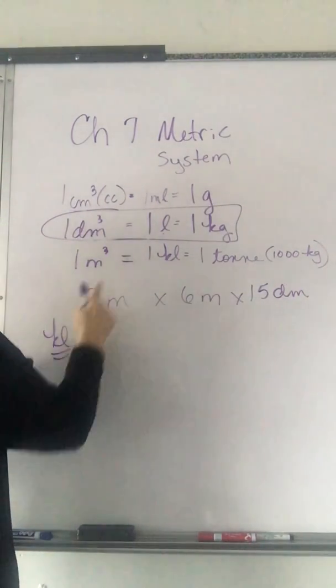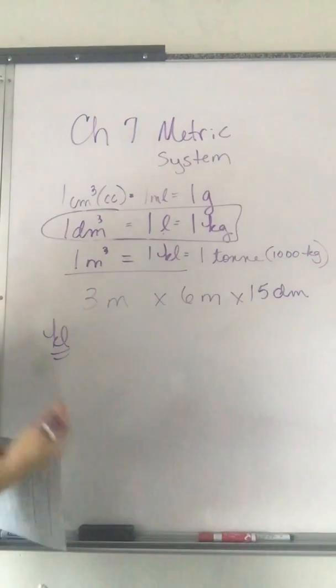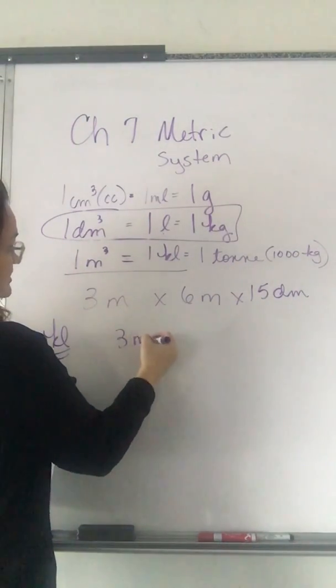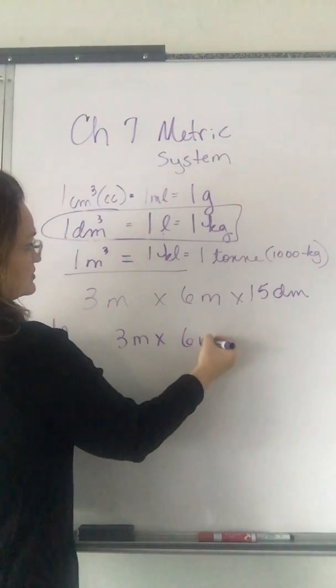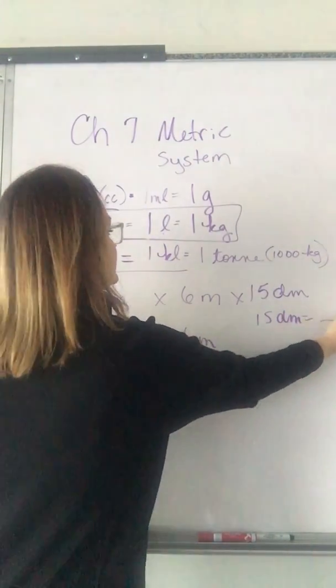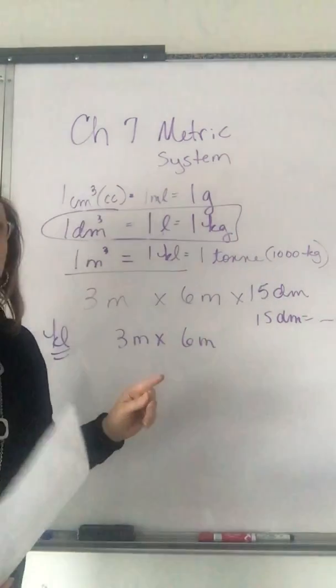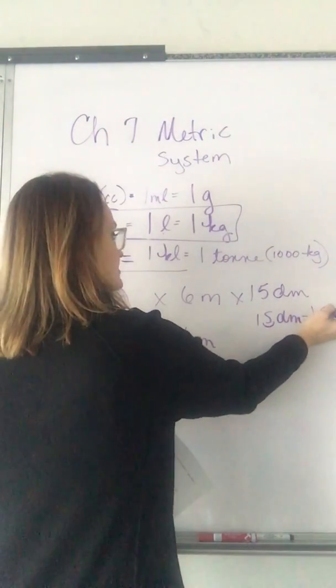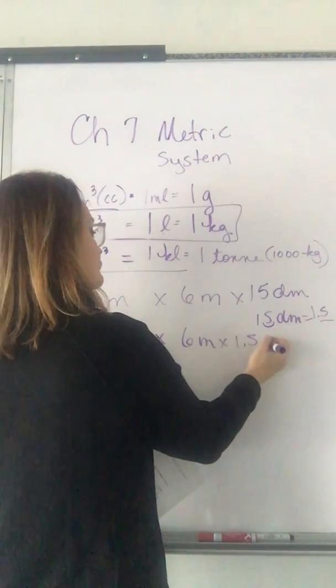Oh, okay, so if I'm going to do kiloliters, I like to use this measure in meters. So this is already in meters. That's good news. That's already in meters, but this one is not. What is 15 decimeters in meters? So deci up to meters, that's 1 move up. Up is left. So we're multiplying by 1.5.